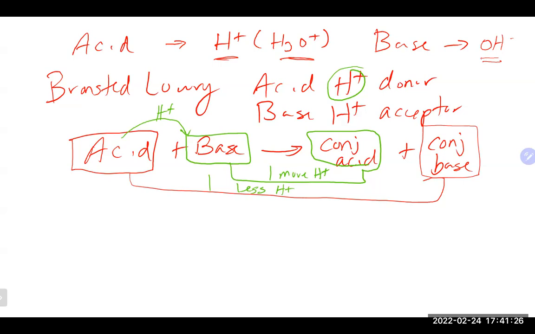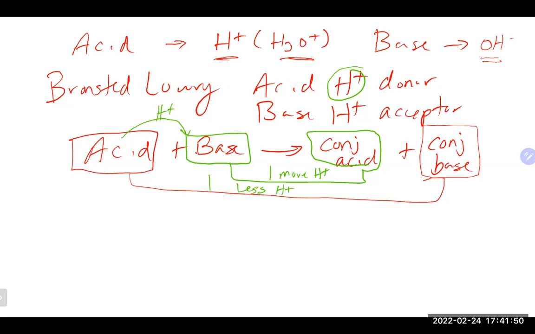As we saw in a couple of examples, if there's anything more than one H plus difference, then they are technically not related to each other. They're not partners in that situation. We talked about, I think at the very end, something like a diprotic acid, which has two hydrogens that come off, like sulfuric acid. They actually do come off one at a time, the hydrogens. So it's sort of a stepwise process.